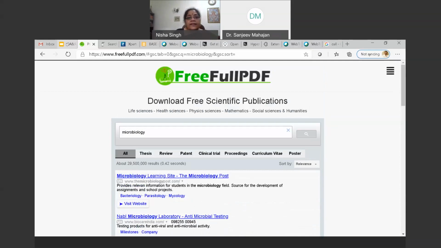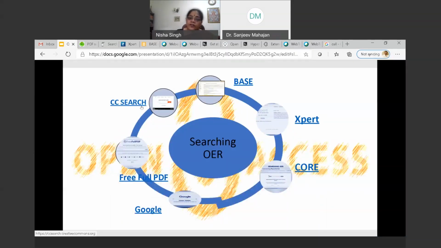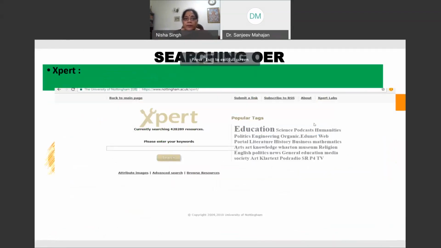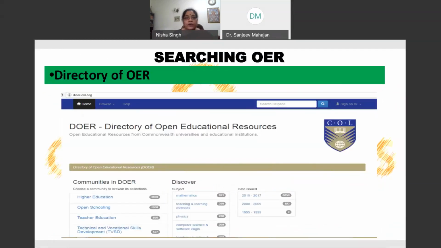There are other searches like CC search also, but this is basically dedicated to open education resources. You get images and all. So just before ending the session, I'll show you how to get the OERs also. Searching this, I've already shown you. I just thought maybe if a system is not working, then I'll be able to show you. Then this is one directory of OERs, DOER.